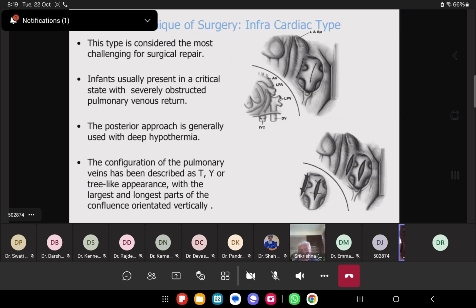In one technique, you can disconnect the vertical vein at the diaphragm level and use that also for making the anastomosis to the left atrium. But the anastomosis is larger. That's all.